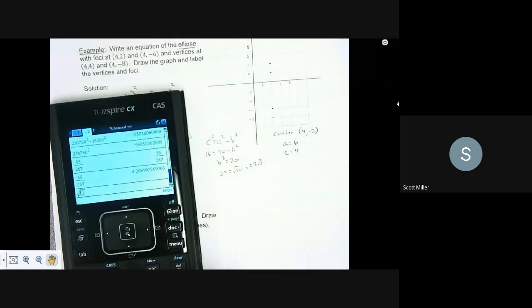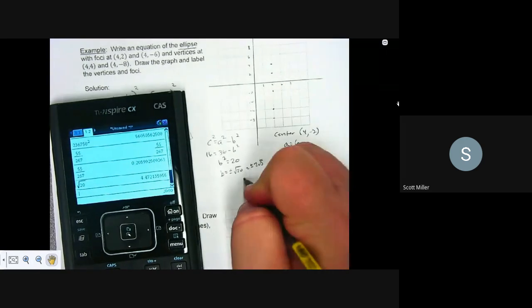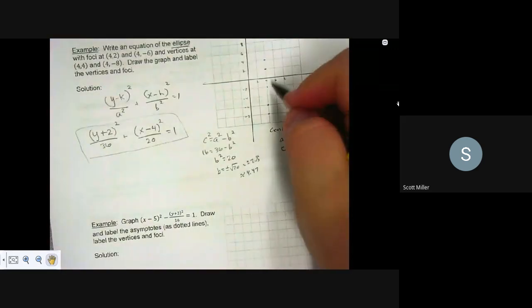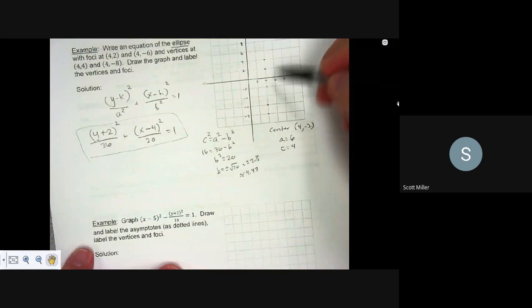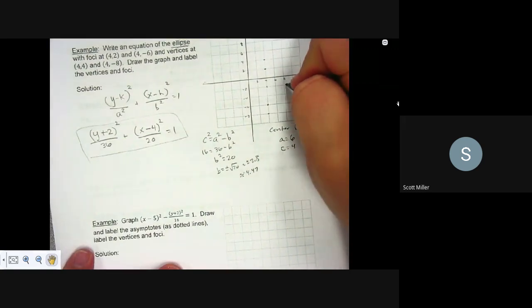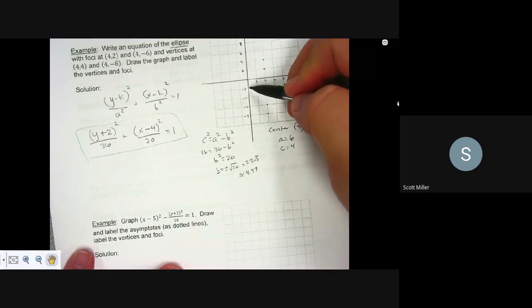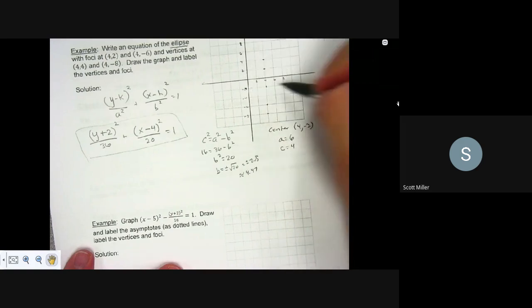So what is the square root of 20? You're going to get 4 point something, so this is approximately 4.47. So from here we're going to go basically 4.5, so 2, 4, and a little bit. So right there, and then 4.5 basically this way puts me right about there. And so those are the minor axes right there in that distance. So we draw our parabola, our ellipse.